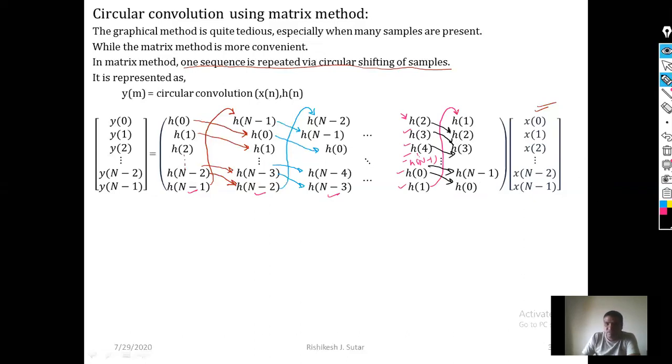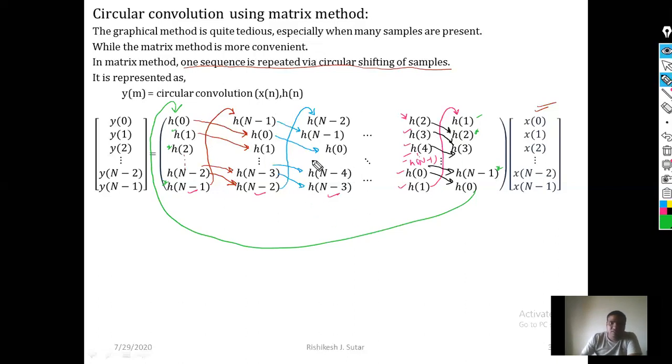Now further, if I see the first column and the last column, the h of 0 is at the first row, and this h of 1 is at the second row, then h of 3, h of 2 is at the third column, and so on. So this h of n minus 1, which is at the second last, will come at the last. So now the cycle is complete.